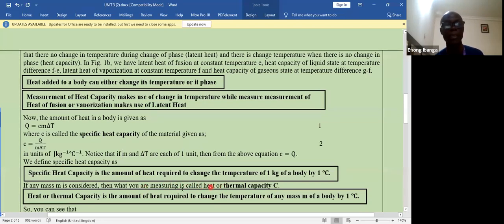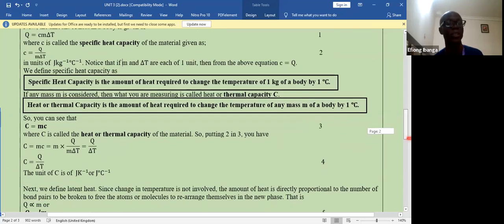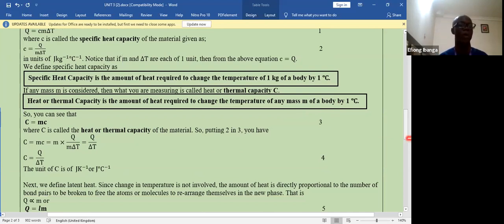It's called heat capacity or thermal capacity. That's the way it is in your book, heat capacity or thermal capacity, okay? So heat or thermal capacity is the amount of heat required to change the temperature of any mass M of a body by 1 degree Celsius, or by a unit change in temperature. That's what it means. Okay, so you can see that my capital C here represents my thermal capacity, and it is simply the product of the mass and the specific capacity.